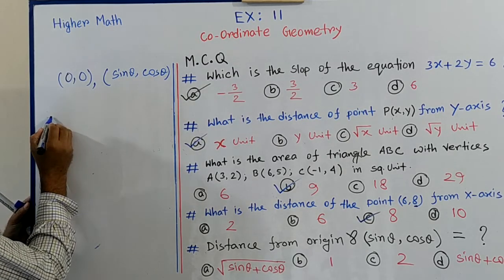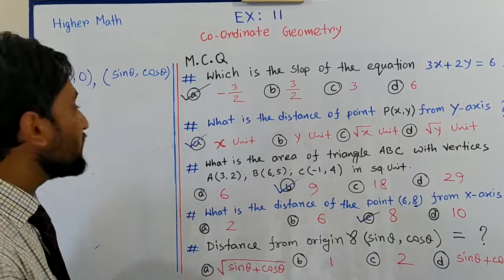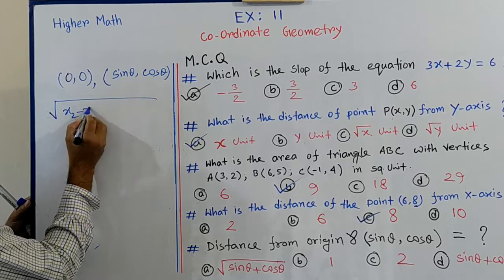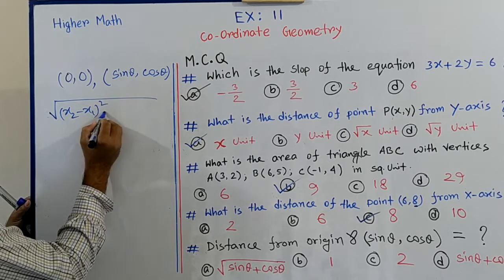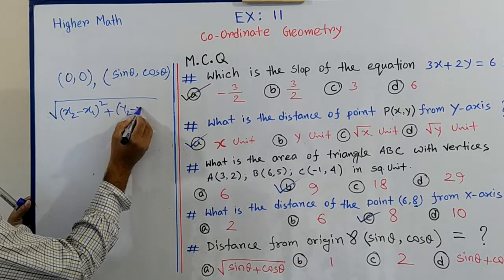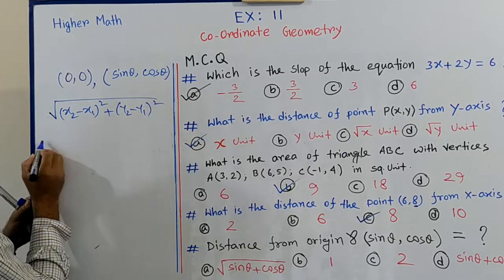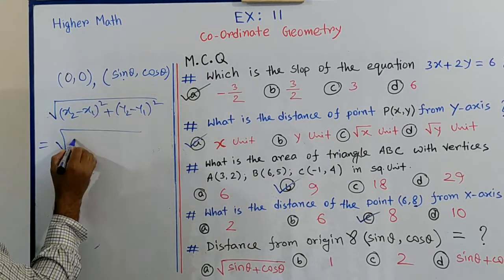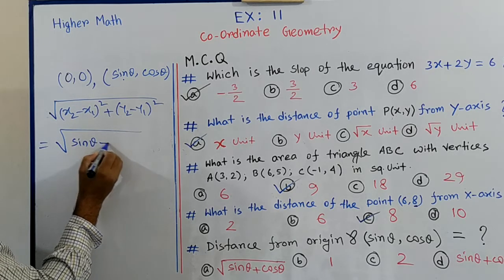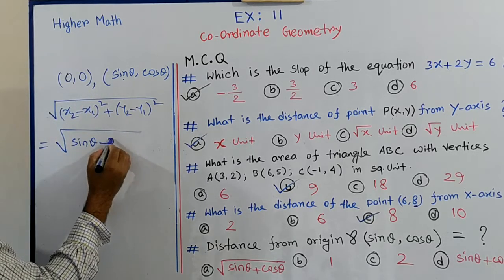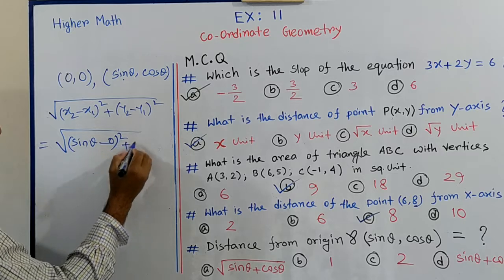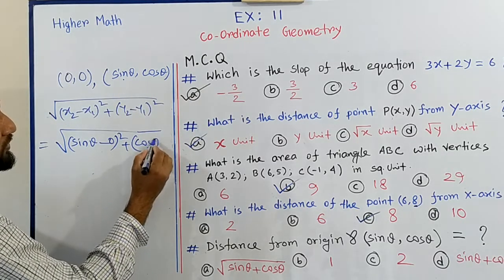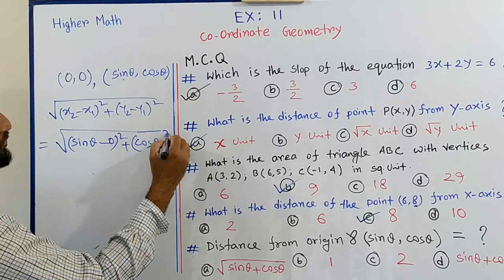So we already know the distance formula is root of (x2 minus x1) square plus (y2 minus y1) square, and the unit. So here x2 is sin theta. Now, (sin theta minus 0) square, and then plus (cos theta minus 0) square.